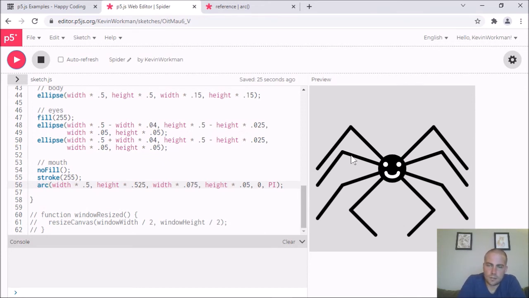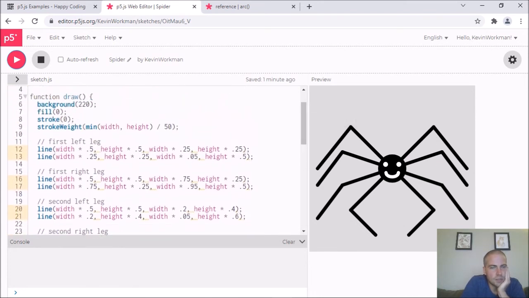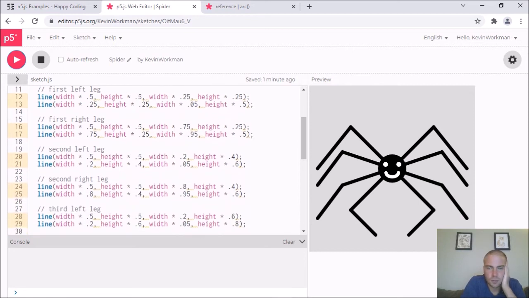So right now, the legs have some symmetry, but not quite the symmetry that I thought they would. I think what I want to do is make it so that the knees line up horizontally, maybe. So when I go from the first leg to the second leg, I think I want to change something.